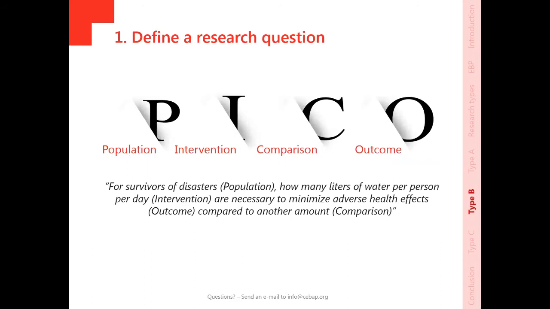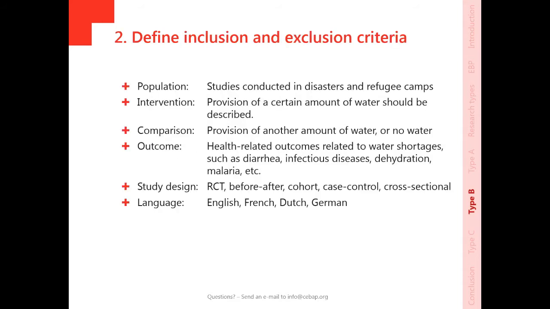As an example, a PICO question could be, for survivors of disasters, how many liters of water per person per day are necessary to minimize adverse health effects compared to another amount? Once you have decided on the research question and the research format is in place, it's important to define your inclusion and exclusion criteria. Which type of studies do you want to include? Which ones do you want to exclude?